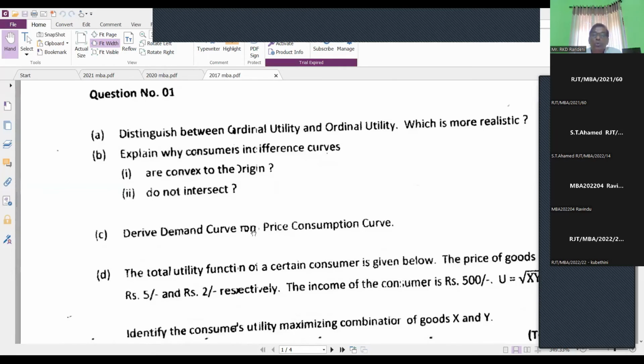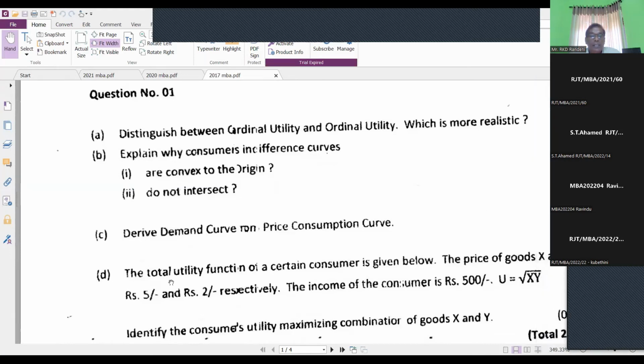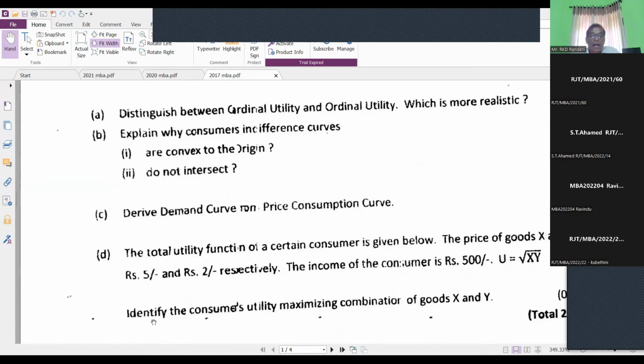Right, derive the demand curve through the price consumption curve. Not yet studied, right? The total utility function of a certain consumer is given below. The price of good X is 5 rupees, the price of good Y is 2 rupees, and the consumer's income is 500. This is the utility function. Identify the consumer's utility maximizing combination of goods X and Y.